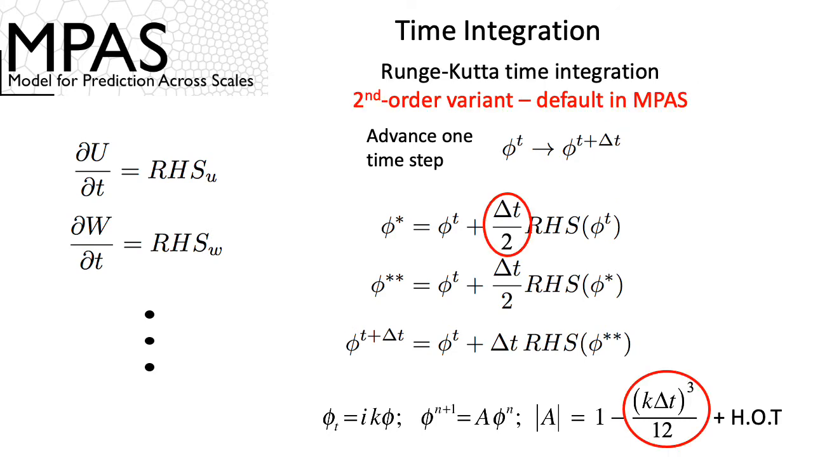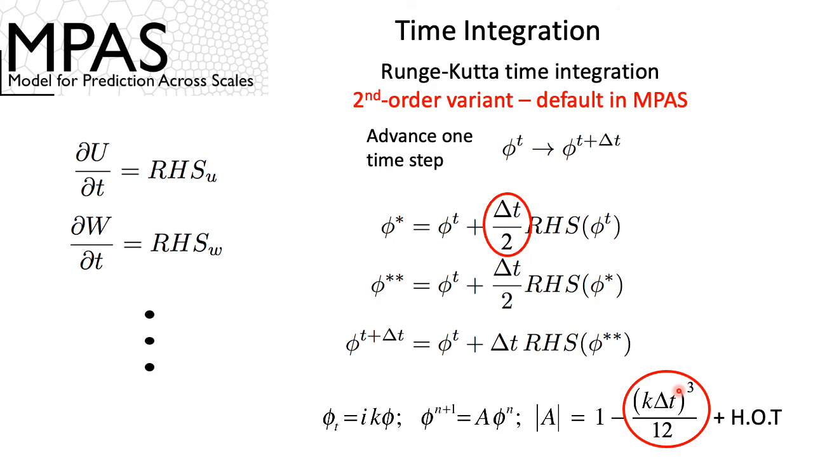Now, you also have an option in MPAS, and it turns out it's the default in MPAS, to use a second order variant of this scheme, where instead of stepping to delta t over 3 for that first predictor, one steps forward to delta t over 2. And that has an error term again with a minus sign, leading to the minus sign, 1 minus. But now this is delta t cubed, the first error term you see.